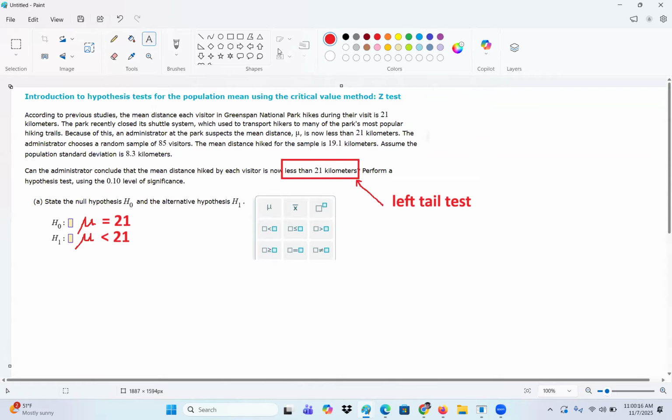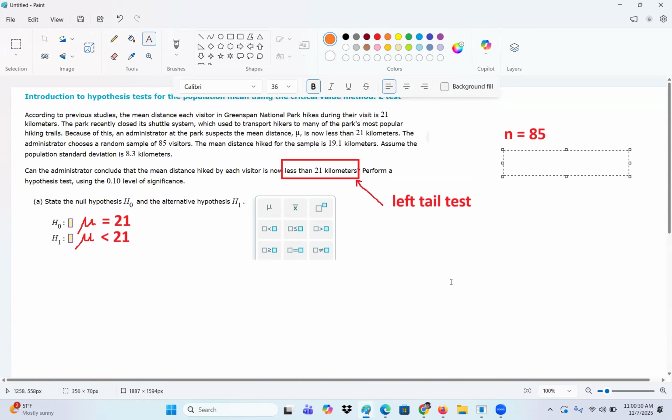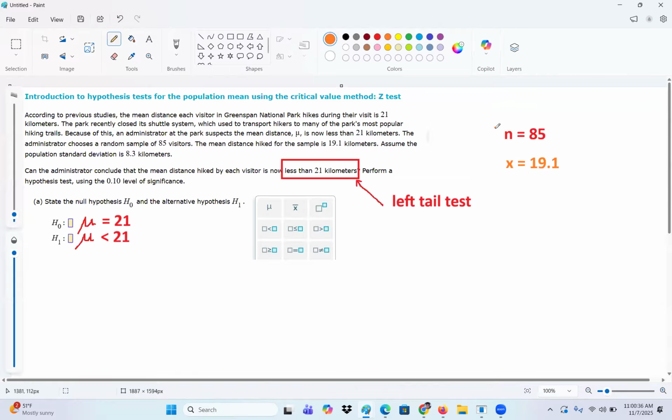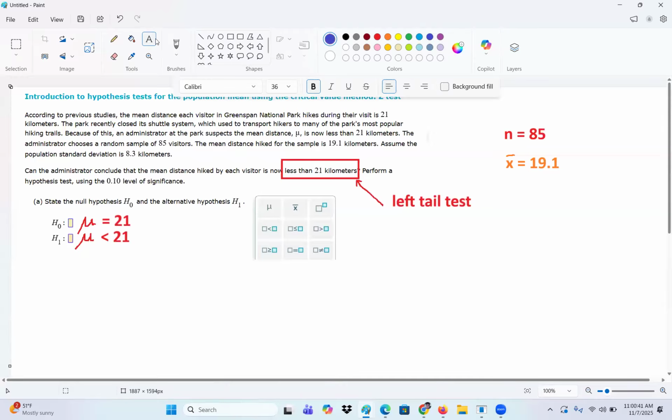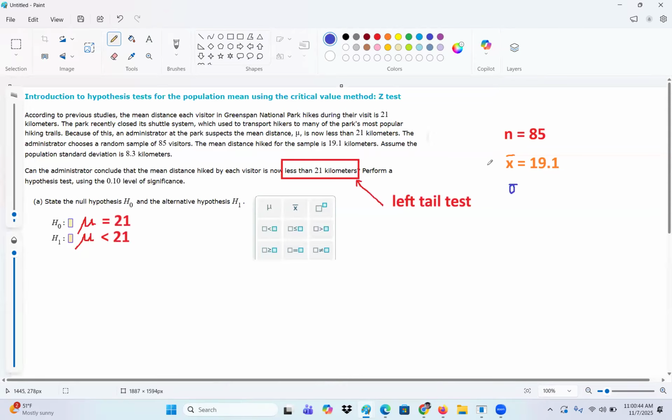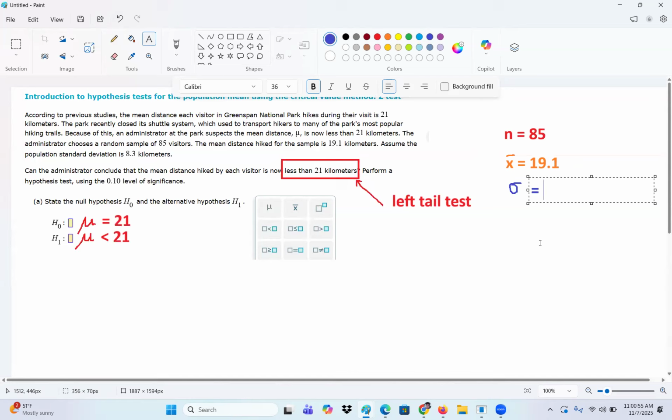It's based on a sample of 85 people. We also have the sample mean, which is 19.1, and the standard deviation, which is 8.3. I might not have enough time to go over two examples, so I'll just go over one example, one topic, but we need to understand what it means.